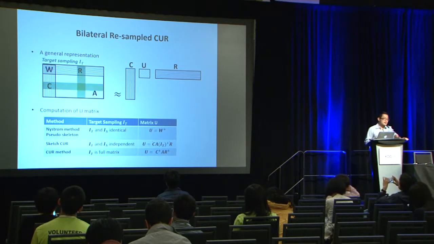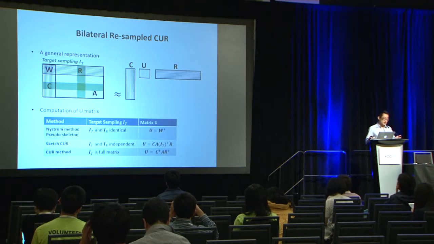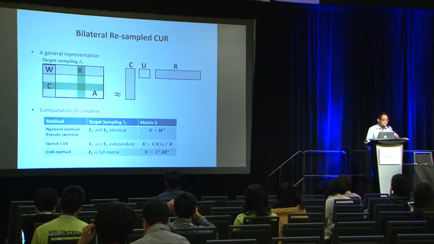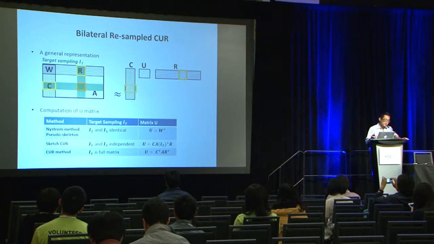The role of target sampling is to compute the matrix U by specifying on which subset of A the approximation error needs to be minimized. For example, here, the green sampling specifies these two yellow matrices, and when they are multiplied together with U, they need to minimize the approximation error on the orange part.